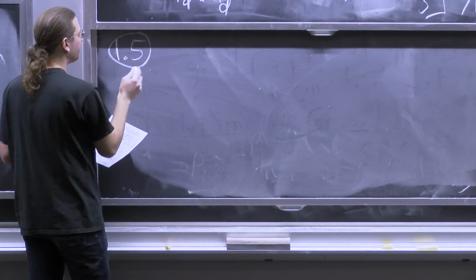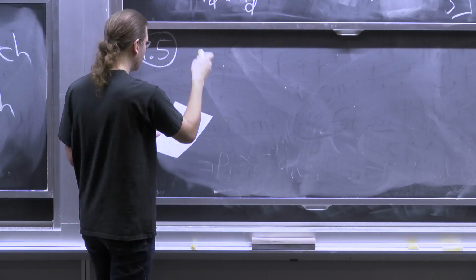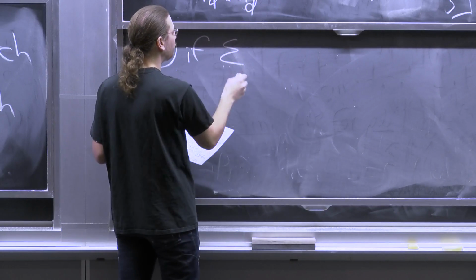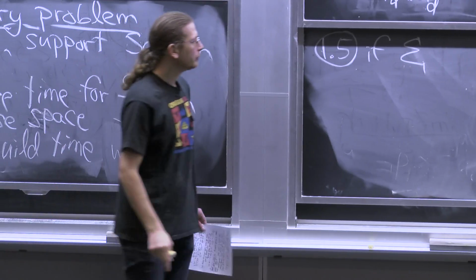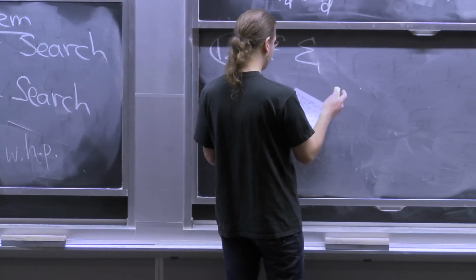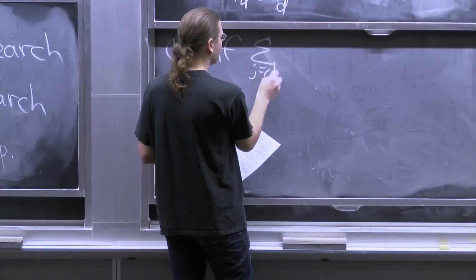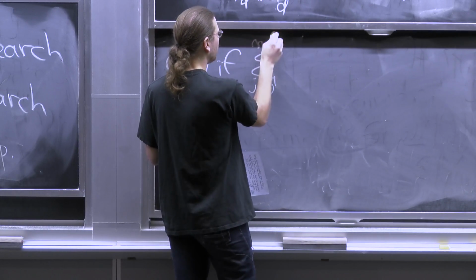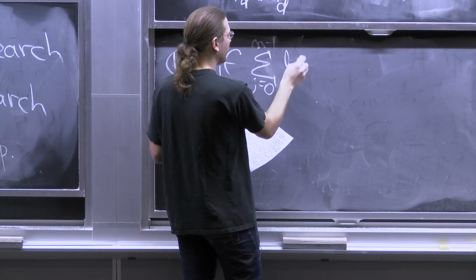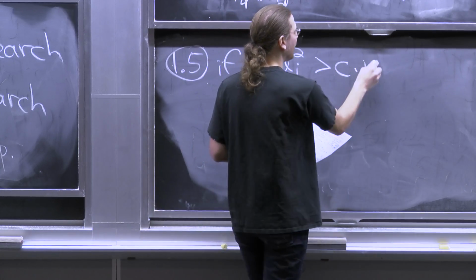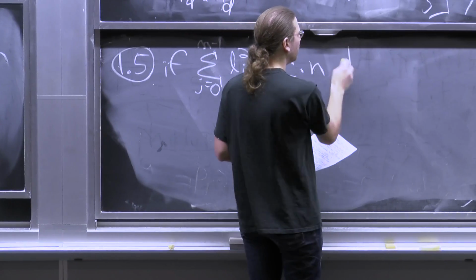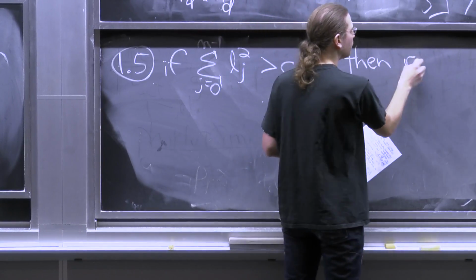So first, let me tell you step 1.5. It fits in between the 2. I want that the space of this data structure is linear. So I need to make sure it is. If the sum j equals 0 to m minus 1 of Lj squared is bigger than some constant times n, we'll figure out what the constant is later, then redo step 1.